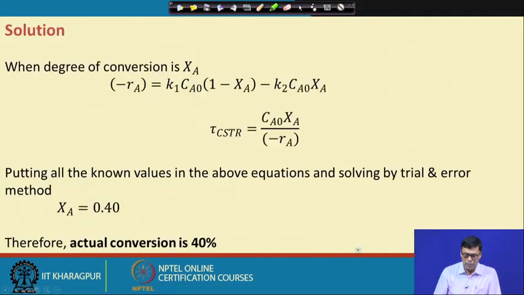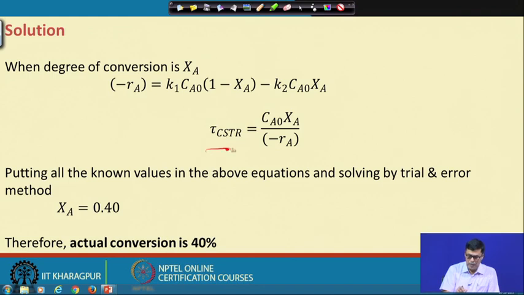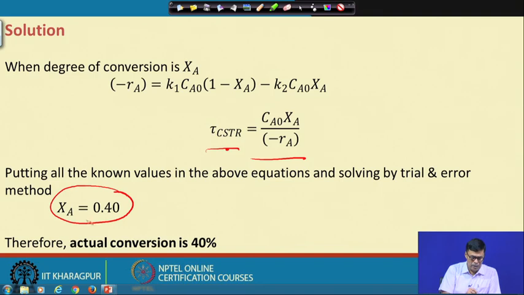Then if you know the tau CSTR and Xa0 value, the Xa value you assume by trial and error method and find out under what circumstances the left hand side is equal to the right hand side. If you do that, you will find that when Xa equals 0.4, the left hand side will be equal to the right hand side, and since it is 0.4, that means the actual conversion is about 40%.